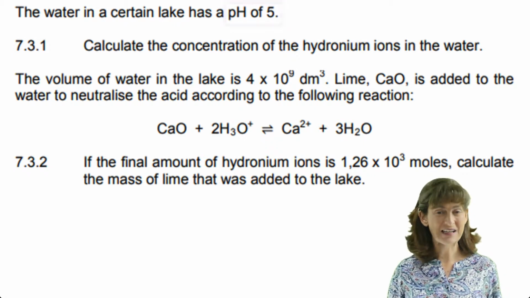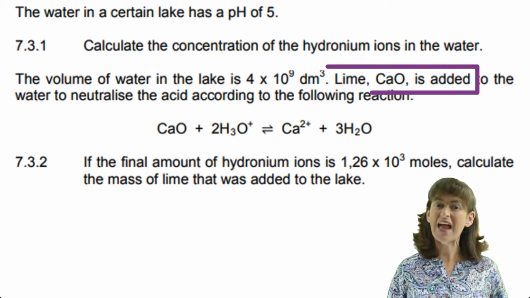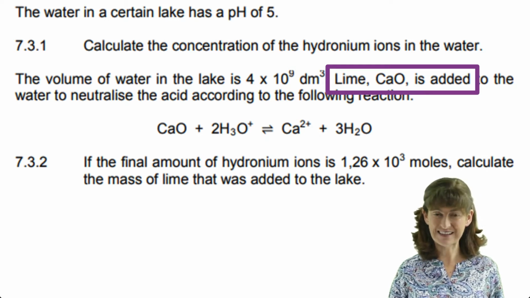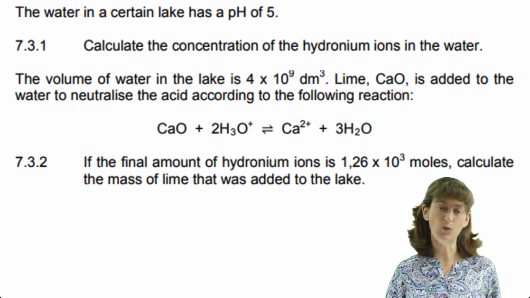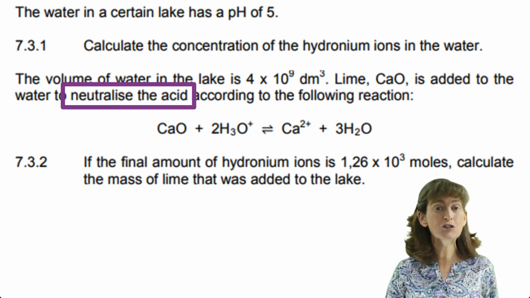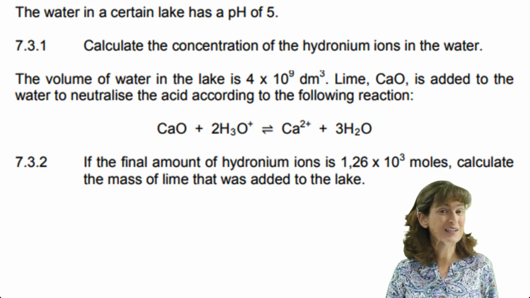This question is about an acidic lake having pH 5. Now, it's not environmentally friendly to have acidic water. So somebody comes along and adds a few bags of a base, lime, calcium oxide, to the lake water in an attempt to neutralize the water. But clearly they don't succeed completely.